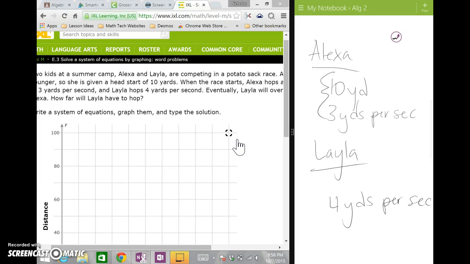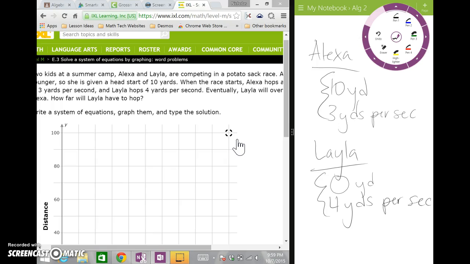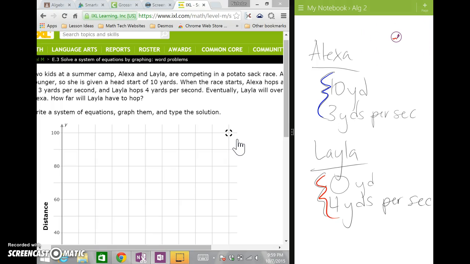Now we have a starting point for Alexa because she got a 10-yard head start. She started at 10 already just because she's younger, and she's going at 3 yards per second, hopping in her little potato sack. Now Layla, she's going at 4 yards per second. But the question is, where did she start? Did she get a head start? Nope, she didn't. So she started at the very beginning, and we would call that 0. So we'll make this one in blue, and we'll make this one in red.